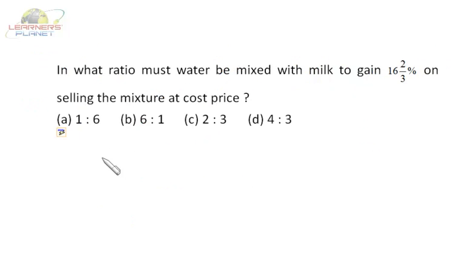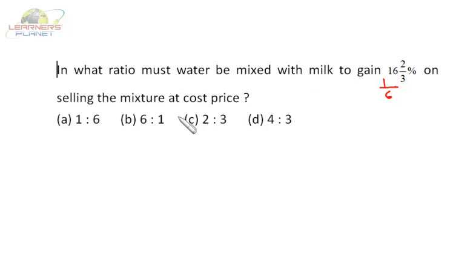Now let's see this problem. In what ratio must water be mixed with milk to gain 16 2/3% on selling the mixture at cost price? Now 16 2/3% means 1/6.